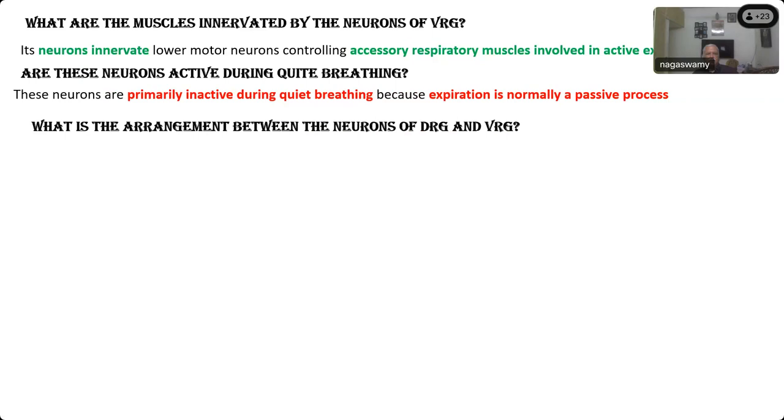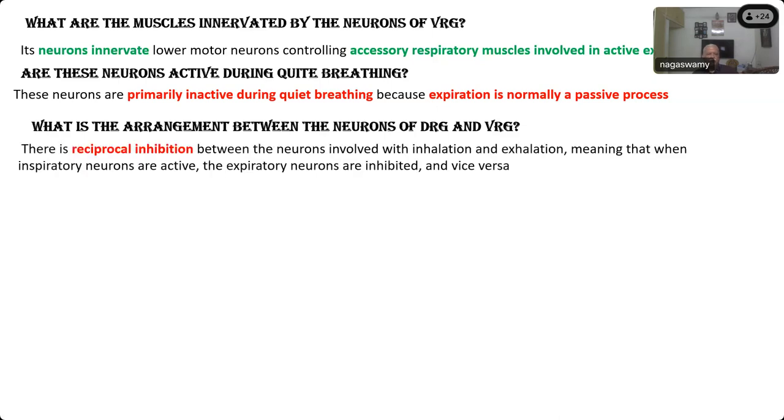So what is the arrangement between the neurons of the DRG and VRG? One is in the dorsal, another is in the ventral location. Is there any other communication or any mode to bring about this rhythmic change from inspiration to expiration? The answer is that there is reciprocal inhibition between the neurons involved with inhalation and exhalation, meaning that when inspiratory neurons are active, expiratory neurons are inhibited. And it would be the reverse. When expiratory neurons are active, inspiratory neurons do not discharge or pass any electrical impulses. So there is a reciprocal inhibition.